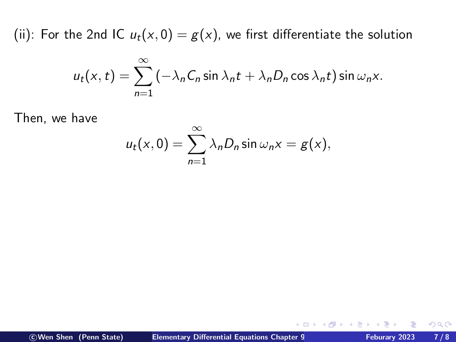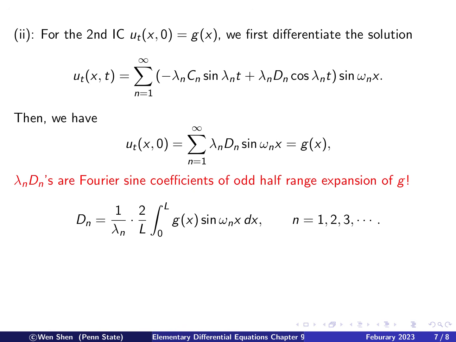So this says the left-hand side is a Fourier sine series with coefficient lambda_n d_n. Once you recognize that, you can conclude that lambda_n d_n are the Fourier sine coefficients of, again, the odd half-range periodic expansion of the function g. This we know how to do. So lambda_n d_n will just be this integral here. Since we're interested in d_n, we can divide both sides by lambda_n, and we get d_n equals that.